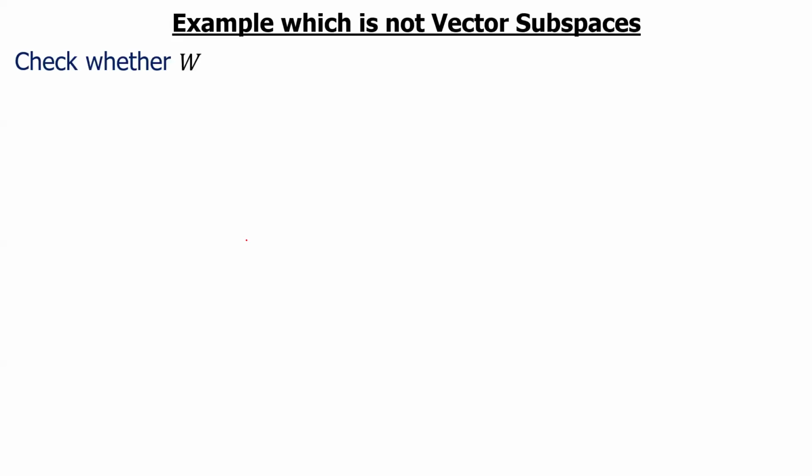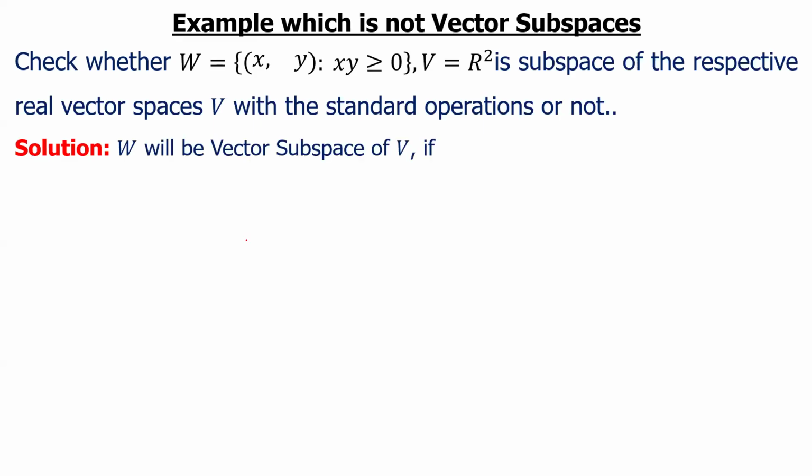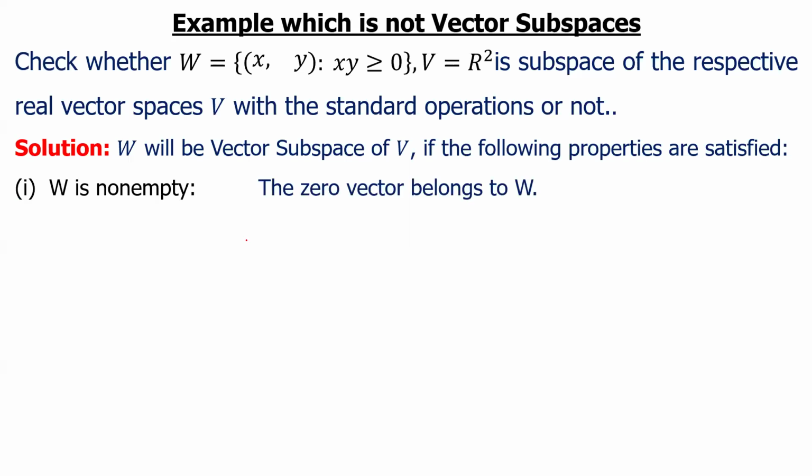Let us take one more example. Check whether W = {(x, y) such that xy ≥ 0} of vector space V = R² is a subspace of the respective real vector space V with the standard operations or not. Again here we have to check that W satisfies the following properties. We know that there are three properties. First property is W should be non-empty. Second property, W is closed under vector addition. And third property is W is closed under scalar multiplication.